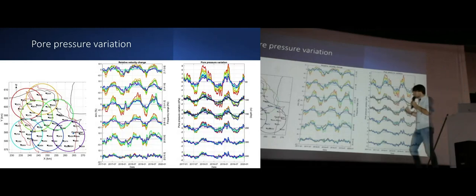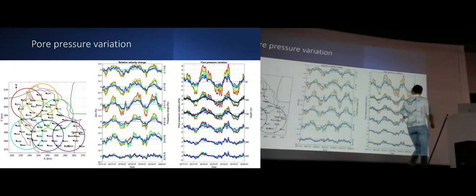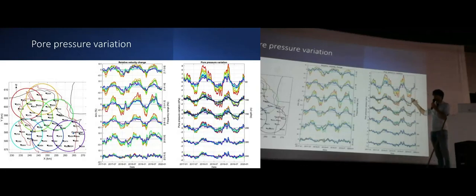So we also have a measurement of pore pressure variations here at the piezometer that's located there. That's the purple area. And you can see quite clearly that the black line, which is this measurement, is corresponding very well to the purple line. So we are getting very close.